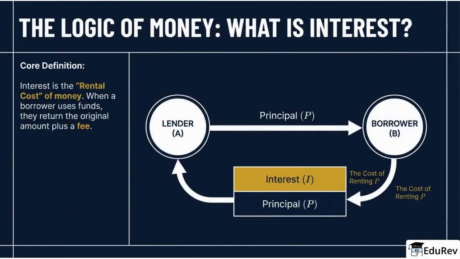Let's start with the core idea behind interest. Interest is simply the rental cost of money. When a borrower uses someone else's money, they return the original amount plus a fee. That fee is the interest. The lender gives the principal to the borrower. The borrower uses it, and when they return the money, they repay the principal along with the interest. This extra amount is the cost of renting the principal. Most students overcomplicate this, but the logic is straightforward. Interest is just the price you pay for using money over time.